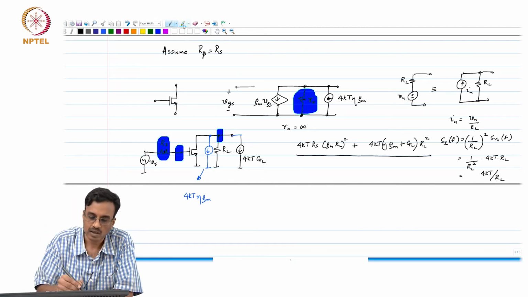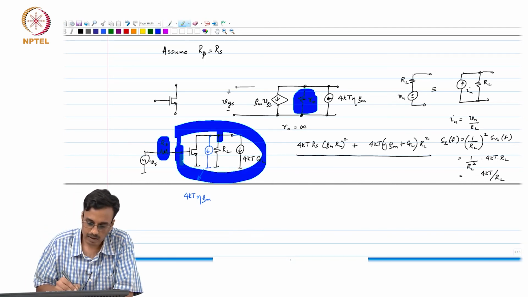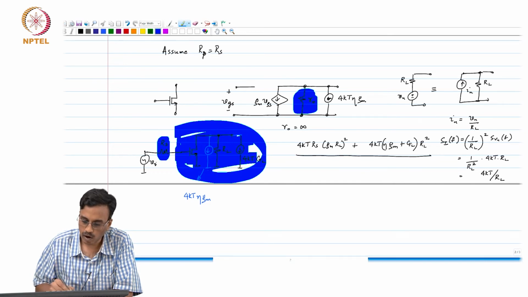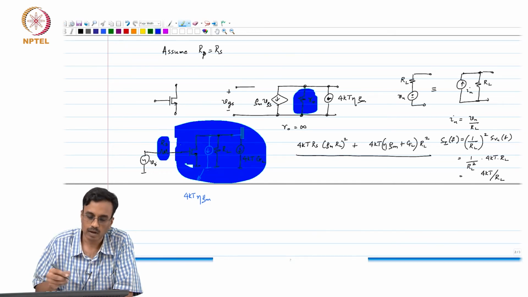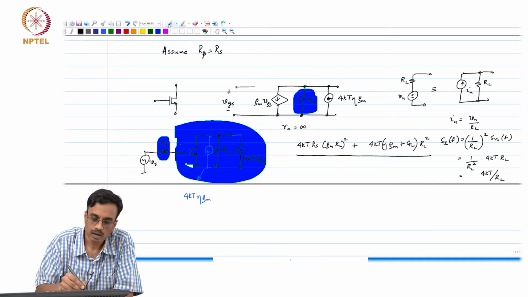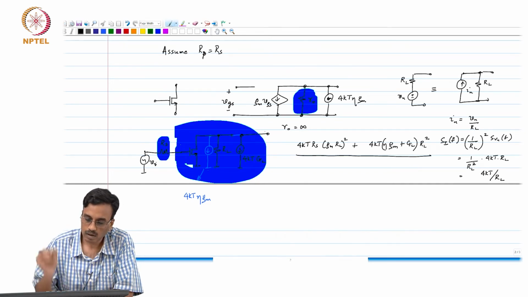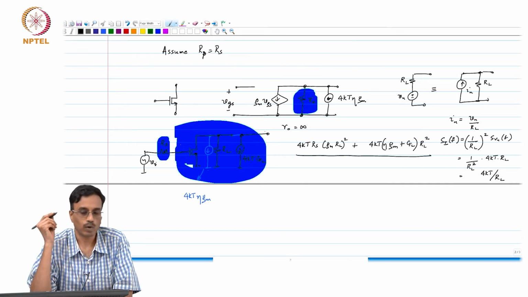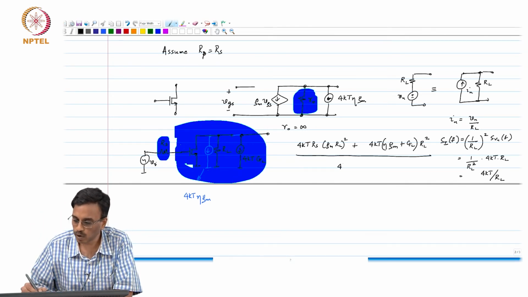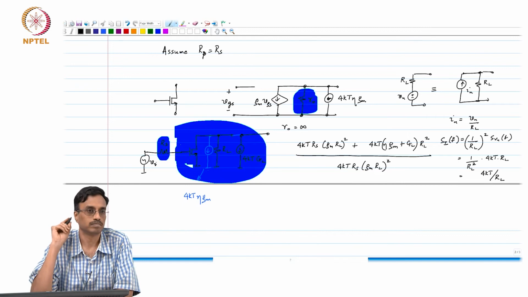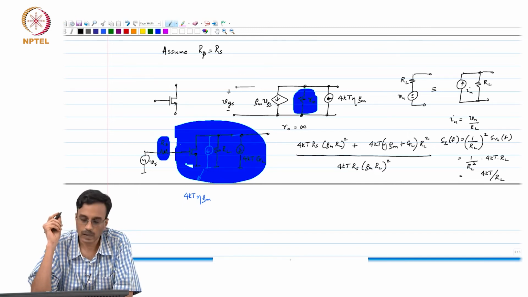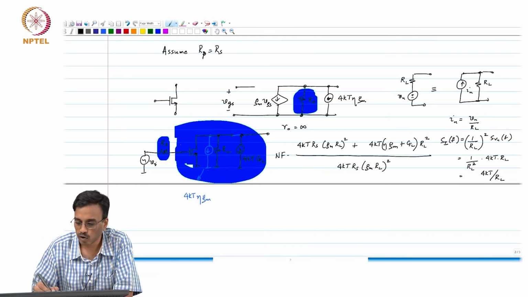So, in other words, everything inside this blue box, if it was noiseless, what is the noise you would have got? What would you have got? That is easy to do. It is simply 4kT Rs times Gm RL. So, this is the noise factor.